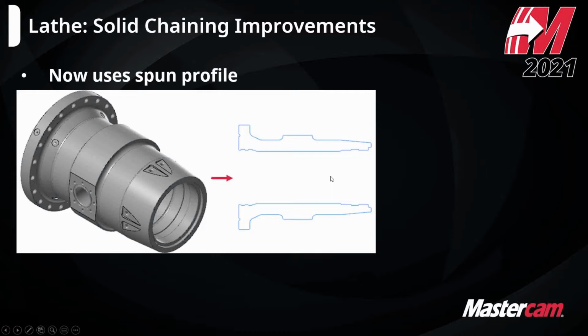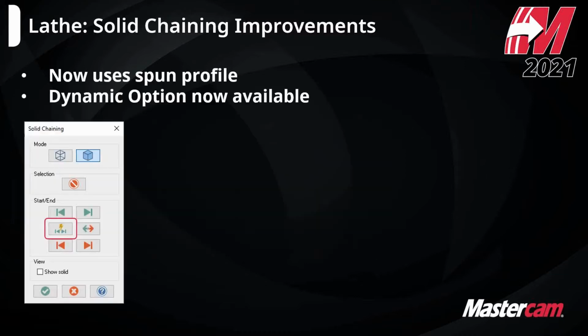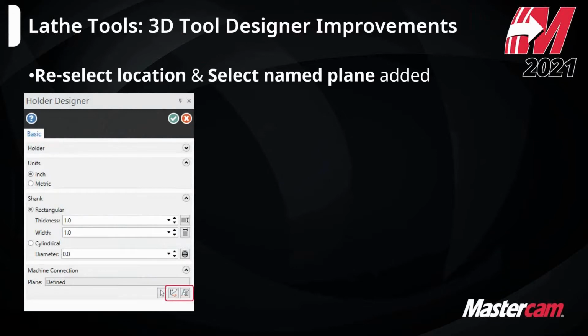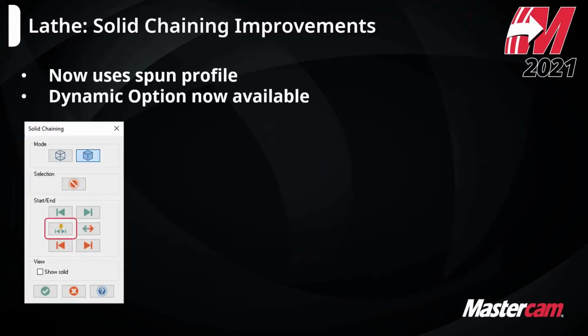But overview is we've done a lot of improvements to the 3D tool support that we've had in Mastercam now for the past handful of versions. So there's a reselect location and a select name plane option in here now. So it just gives you more control over the connection points when you're mating different tool components together.